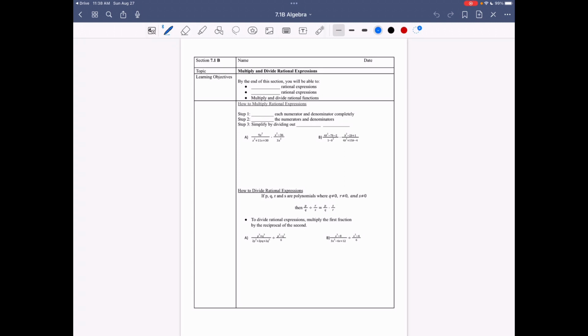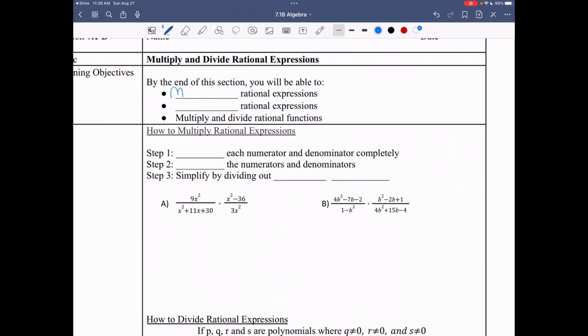Alright, by the end of this section, you will be able to multiply rational expressions, and you will be able to divide rational expressions. And then you'll also be able to multiply and divide rational functions.